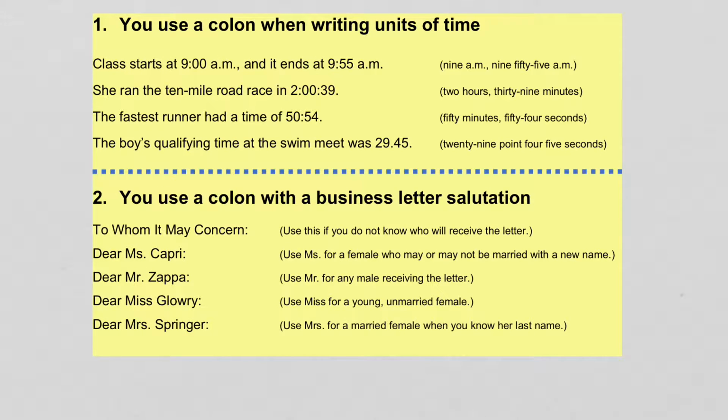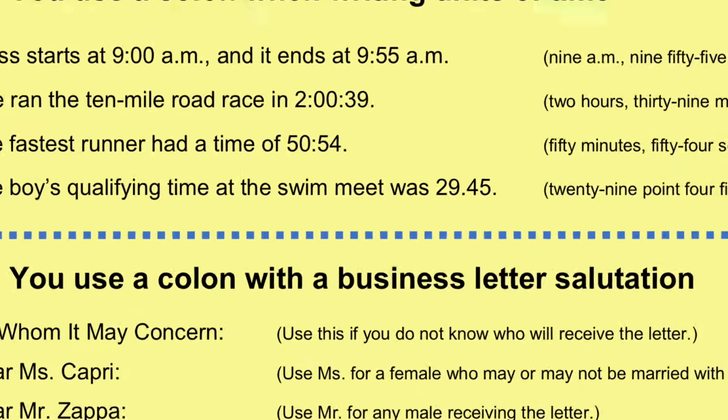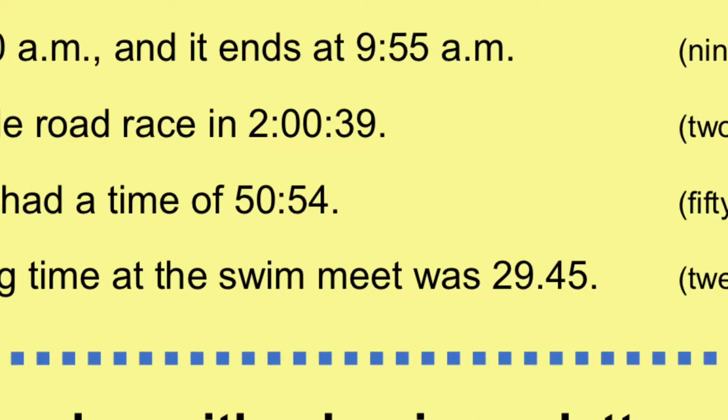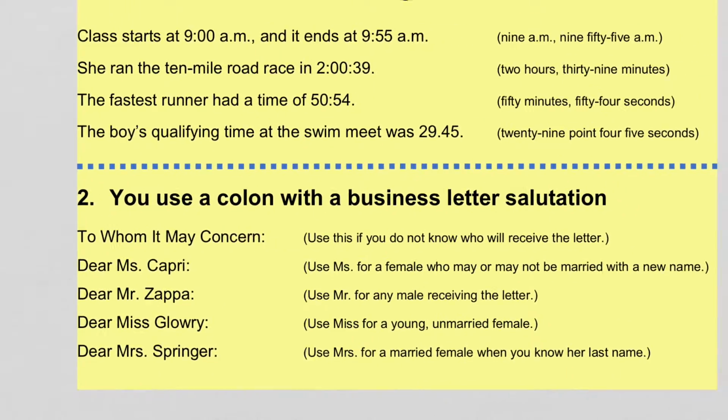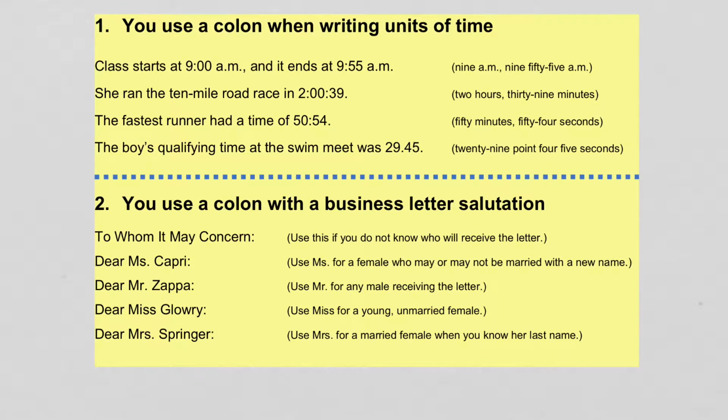Next one, she ran the 10-mile road race in 2 hours, 39 minutes. So that's how you would say this number. You'd say 2 hours, 39 minutes. Right. Next sentence, the fastest runner had a time of 50 minutes, 54 seconds.